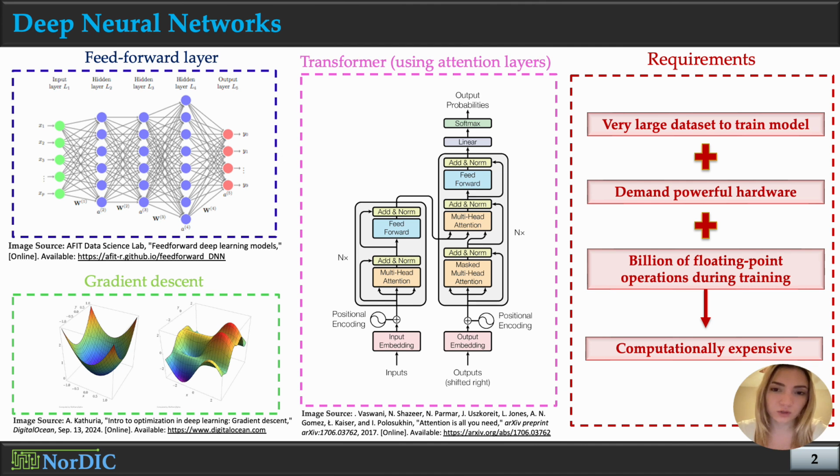Deep neural networks often use fully connected feed-forward layers and other specialized layers such as convolutional, recurrent, or attention layers, along with nonlinear functional units for the network's architecture. These networks rely on the gradient descent algorithm to update the network's parameters. However, since DNN-based systems require very large datasets to train the model, demand powerful hardware for training and inference, and entail billions of floating point operations during training, they are computationally costly and energy intensive.